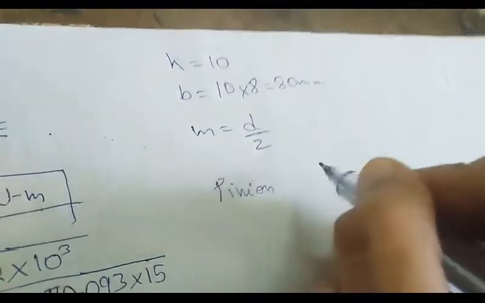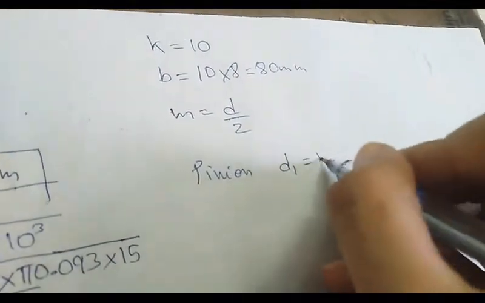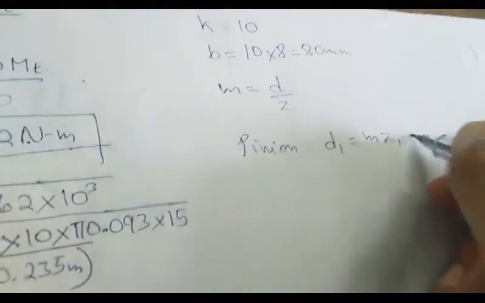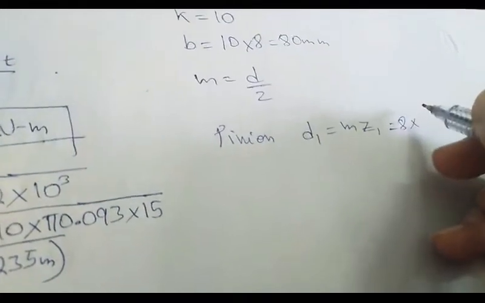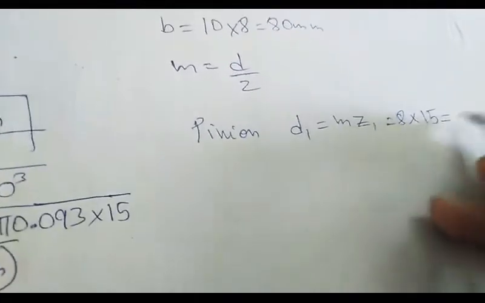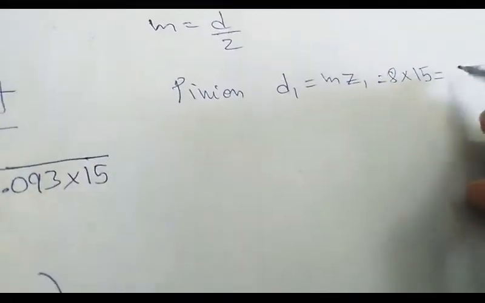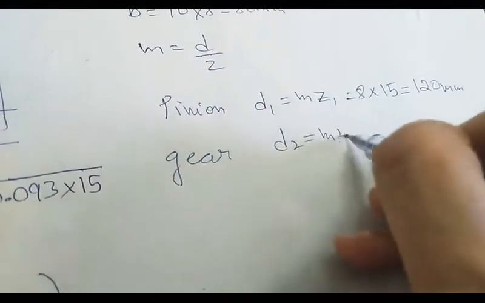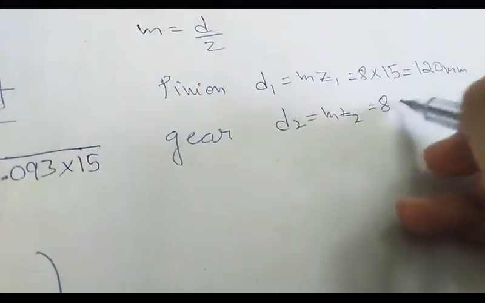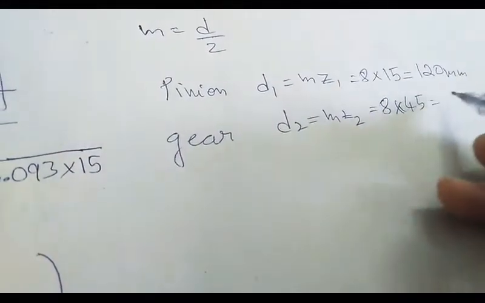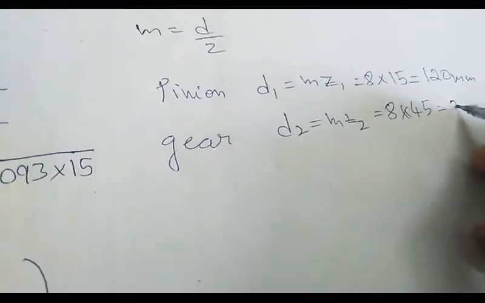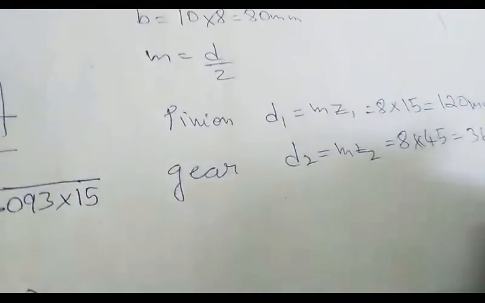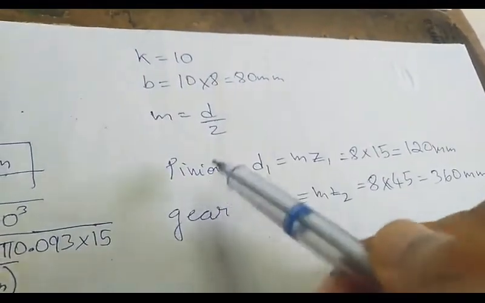For pinion, d1 is equal to m z1. So 8 into z1, which is 15. It becomes 15 eights are 120 mm. And for gear, the diameter d2 is m z2, 8 into 45, so it becomes 360 mm. So we have found the diameters of both pinion and gear, d1 and d2. This is how we need to solve the problem.